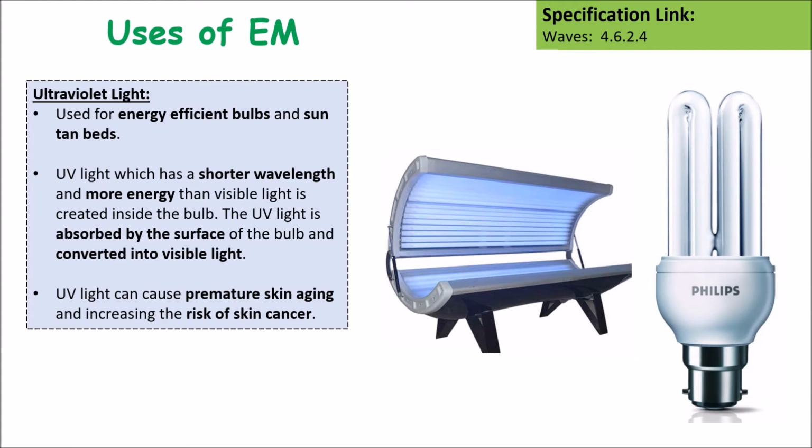Ultraviolet radiation is used for energy efficient bulbs and suntan beds. UV light, which has a shorter wavelength and more energy than visible light, is created inside the bulb. The UV light is absorbed by the surface of the bulb and is converted into visible light. UV light can cause premature skin aging and increases the risk of skin cancer.